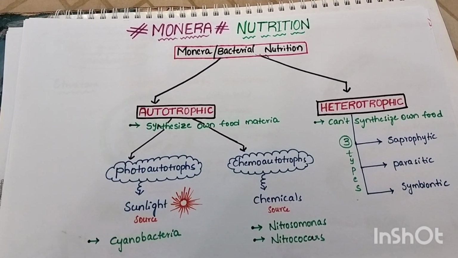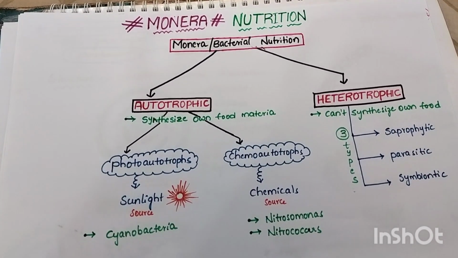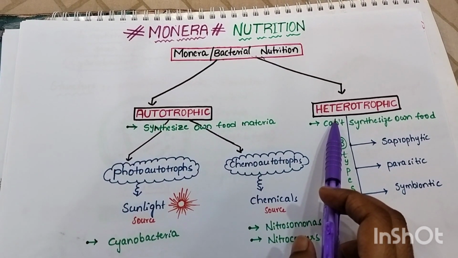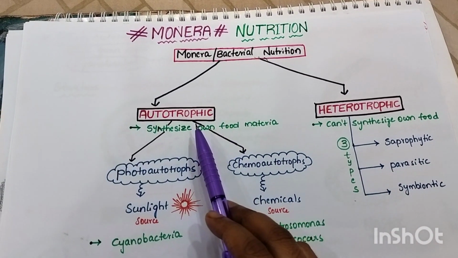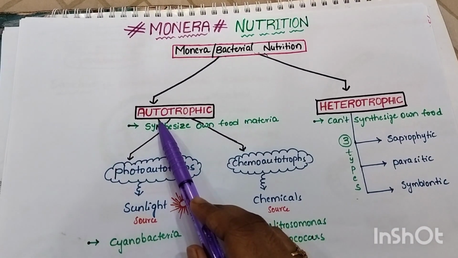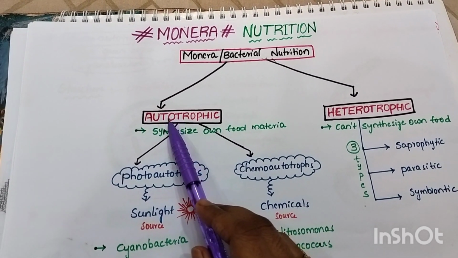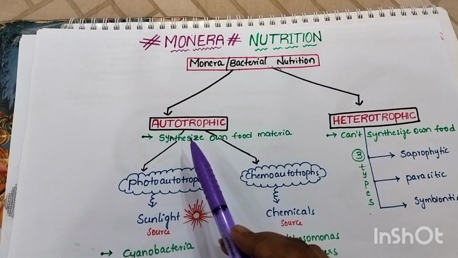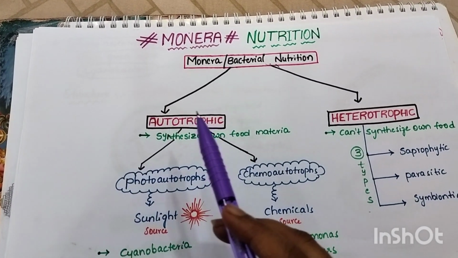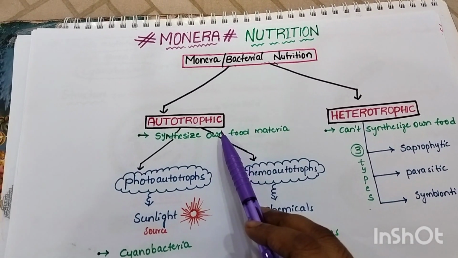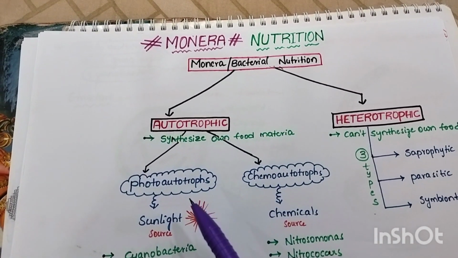Based on the nutrition, bacteria are divided into two types. One is autotrophic and the other is heterotrophic bacteria. Coming to the autotrophic bacteria, what is autotrophic? The name itself indicates it: auto means self. Here the bacteria prepare their own food material by themselves, so they are called autotrophic bacteria.